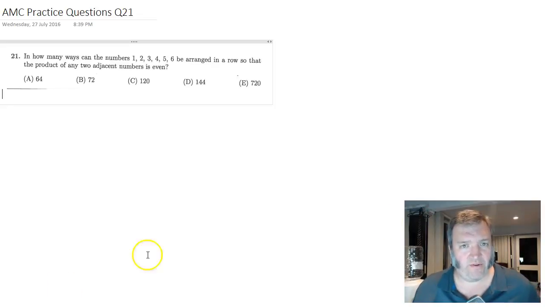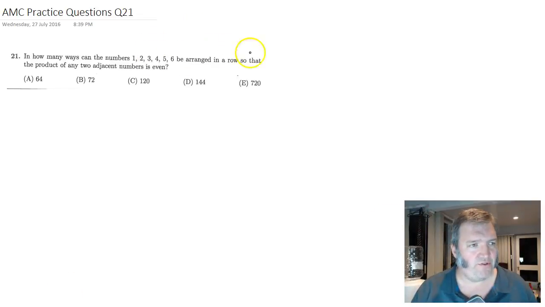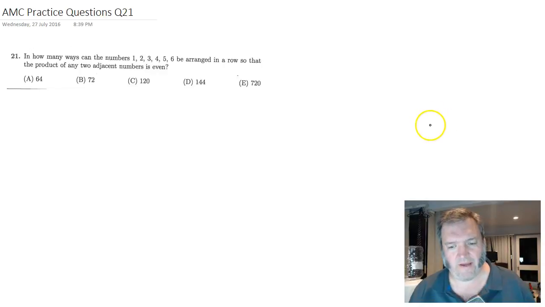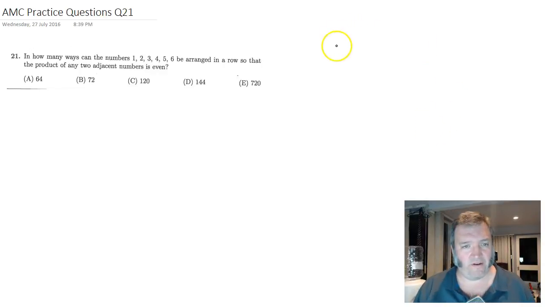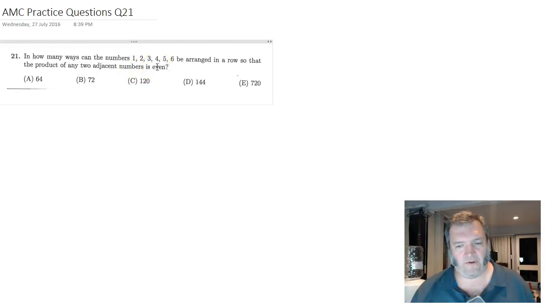So another practice question here from the Australian Maths Competition 2013 paper for the intermediates, the grade 9s and 10s. In how many ways can the numbers 1, 2, 3, 4, 5, 6 be arranged in a row so that the product of any two adjacent numbers is even? Well, I guess that shouldn't be too hard to figure out.